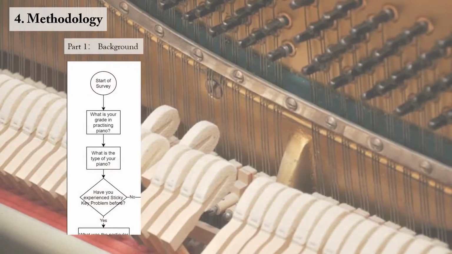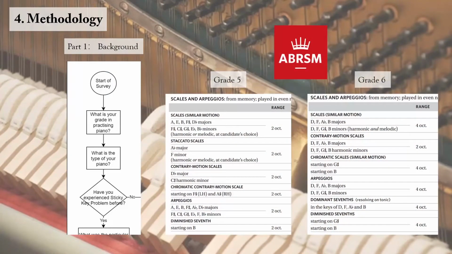In part 1 of my flowchart, there are 3 questions. First, I divided the respondents into 2 groups according to their piano grade. The ABRSM piano exam is one of the popular exams in Malaysia. In their syllabus, grade 5 candidates will only play 2 octaves for their skills, while grade 6 players will play 4 octaves. The meaning of octave is a range of keys. There are 12 keys in an octave.